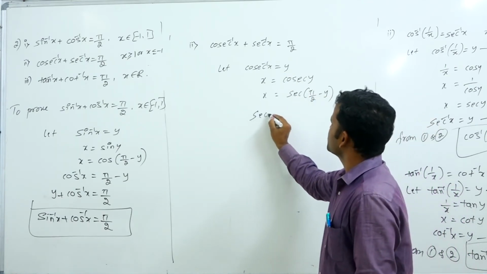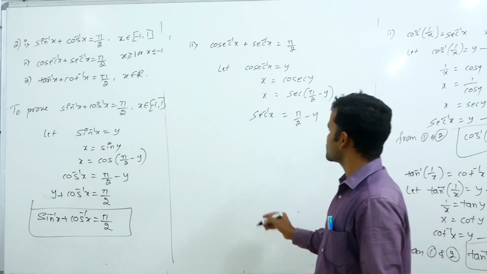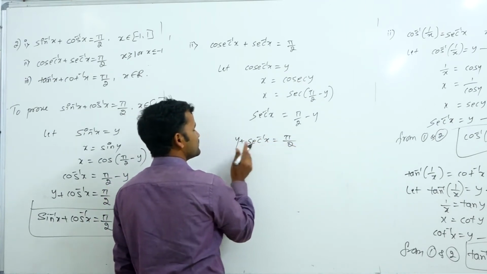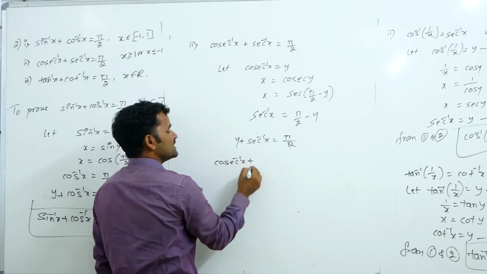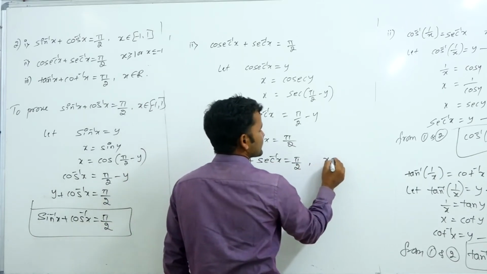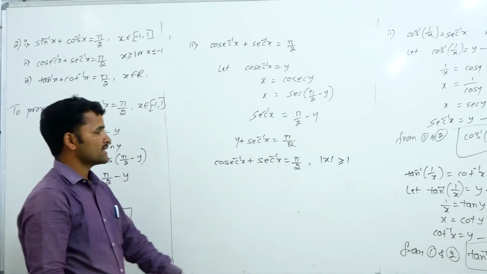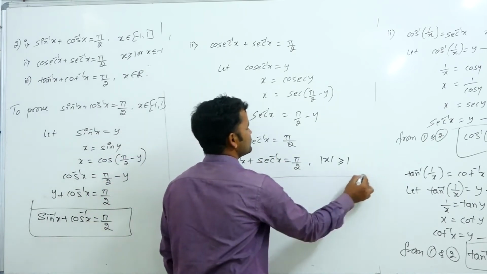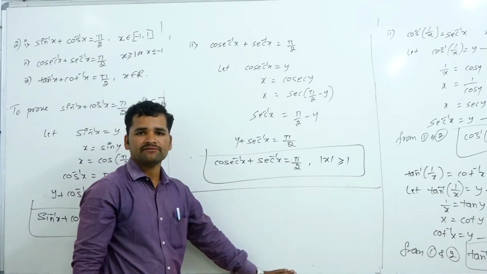Okay. Now we have secant inverse of x is equal to pi by 2 minus y. Take this y to the left hand side. We have y plus secant inverse of x is equal to pi by 2. What is y? Y we have taken as cosecant inverse of x. Substitute that. Cosecant inverse of x plus secant inverse of x is equal to pi by 2, where x is greater than or equal to 1 or less than or equal to minus 1, which can also be written as modulus of x greater than or equal to 1. I have explained that modulus concept also in the previous video. With this, the second property is proved.